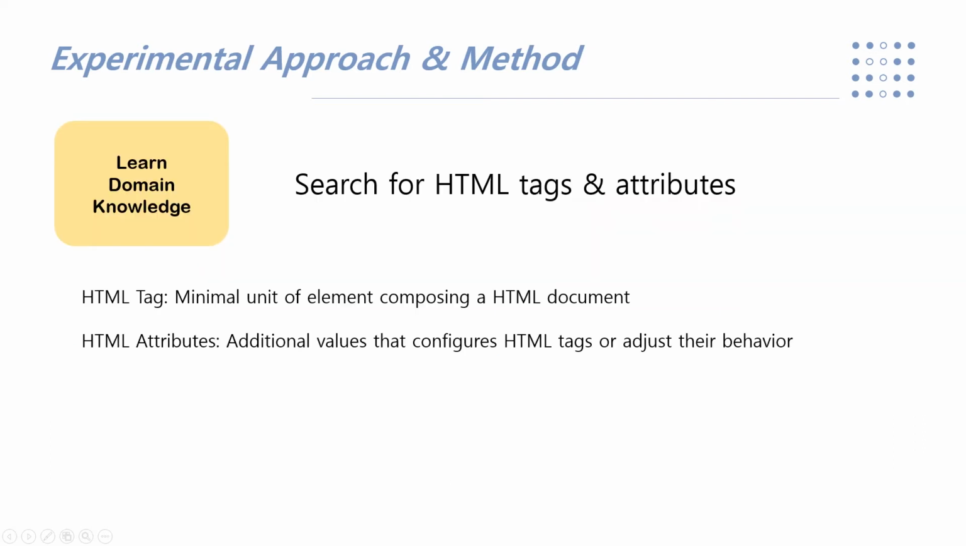So we first understood and learned about HTML tags and the sanitization logic of DOMPurify. We first searched for HTML tags and attributes. An HTML tag is the minimal unit of element composing an HTML document, and HTML attributes are the additional values given to tags that configure the tags or adjust their behavior.